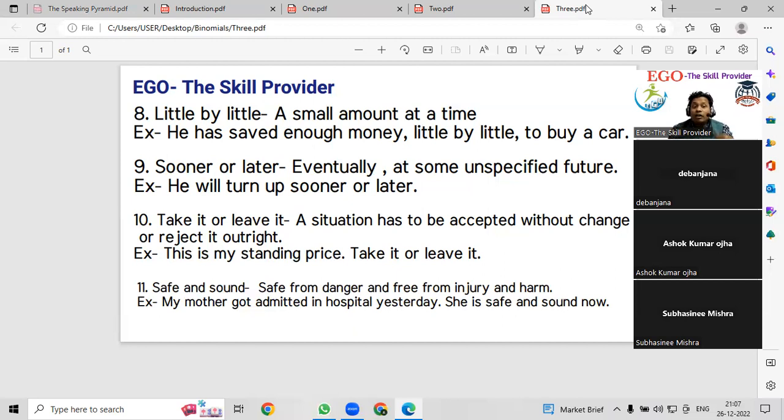So that is something called something is going to happen eventually. It is going to happen, but at an unspecified future. You will turn up sooner or later. Turn up is a phrasal verb meaning to be present. So he will turn up sooner or later. I'll be a nice officer sooner or later. I'll pay your money sooner or later. Like that. Sooner or later means eventually I'm going to pay, 100%. But the time I cannot say.